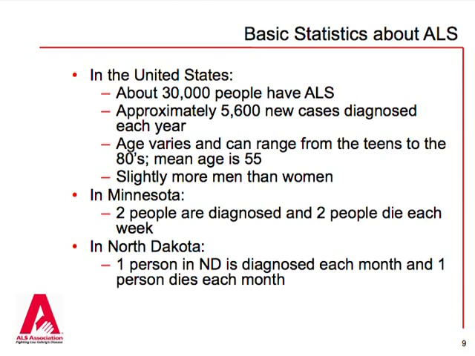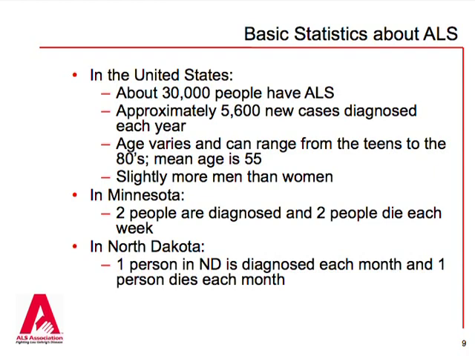In the United States, we're pretty confident to say that there are 30,000 people living at any given time with the disease. So there are probably 5,600 new cases diagnosed every year in the United States. The age is going to vary. The mean age is 55 or 56, but most of the people at the ALS Association have actually worked with people in their late teens as well as into their low 80s that have been diagnosed with the disease. And there are slightly more men than women that get ALS.